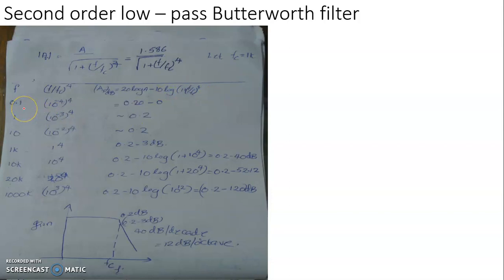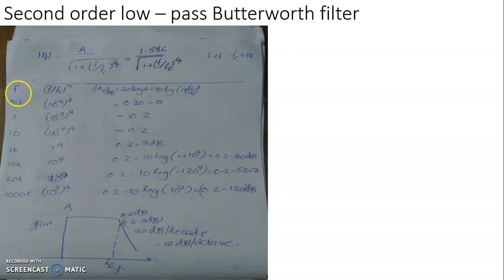When the frequency is 0.1, F by FC is 0.1 divided by 1k. That is 10 raised to minus 4, all raised to 4, which is 10 raised to minus 8. That is 0.0000001, which is to be added with 1. 1 plus 0.00001 is approximately 1 itself. So 0.2 minus 10 log 1 is 0.